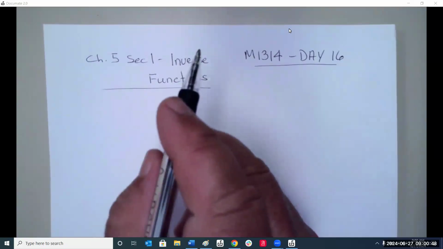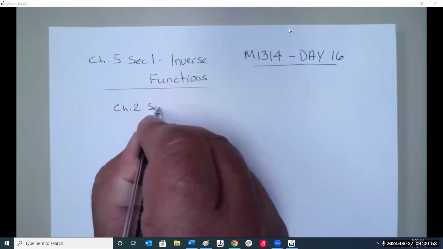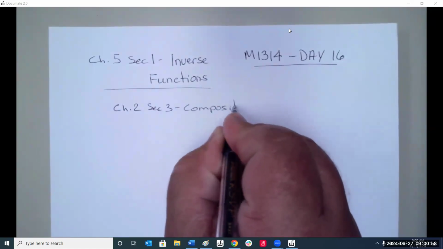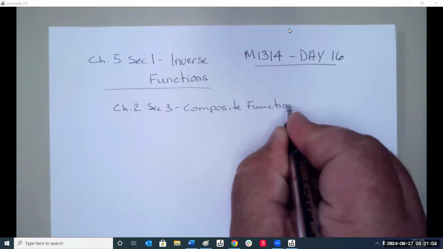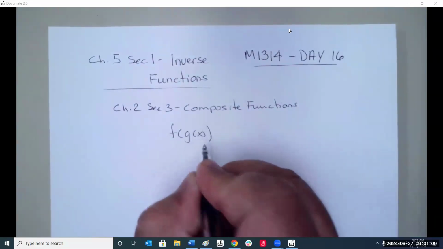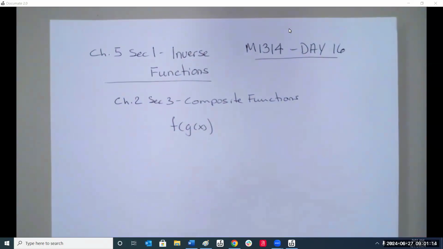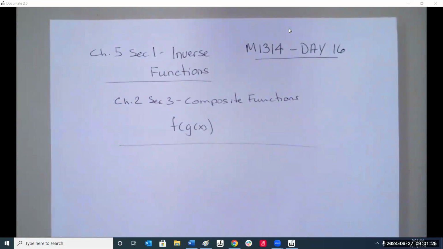We talked about in chapter 2, section 3, composite functions or composition of functions. Those were functions within functions. Okay, that's going to be important for us to prove if inverse functions really exist. What are inverse functions?